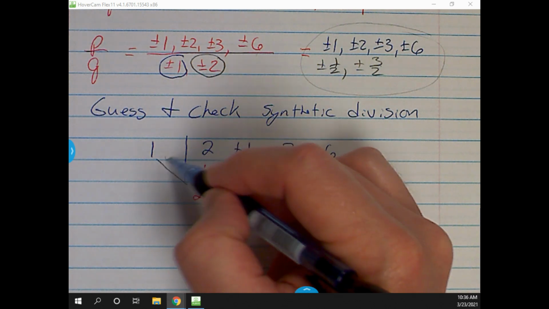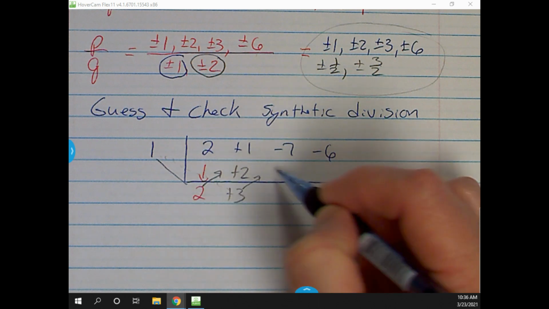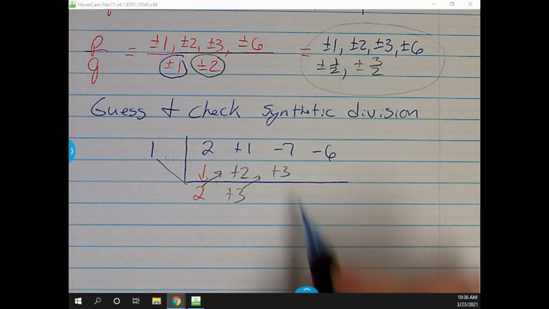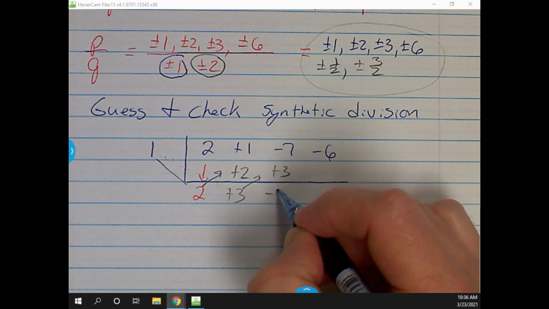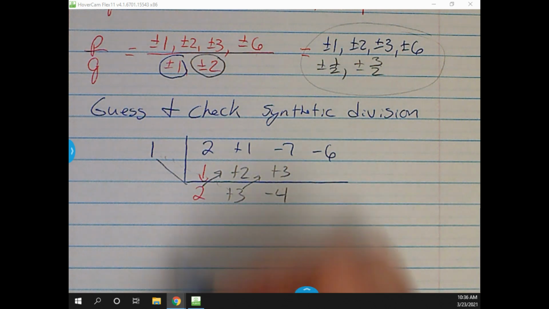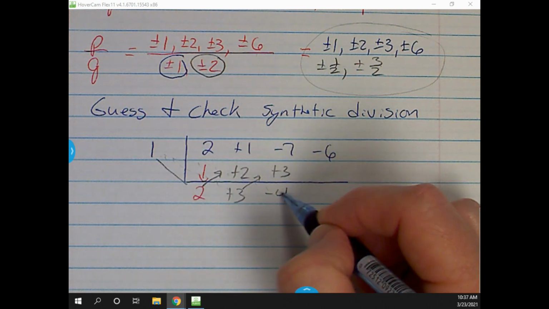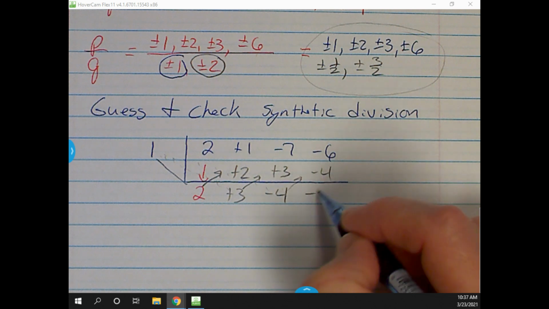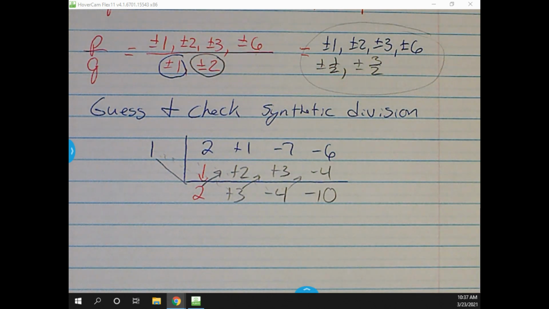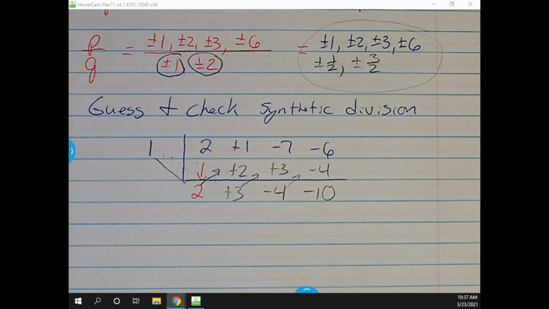So now we're going to do 1 times 3, which is 3. Negative 7 plus 3 is a negative 4. And we're going to do 1 times negative 4, which is negative 4. Put those two together, that's negative 10. And we're looking for an answer that gives us 0. That was not 0. So this one didn't work.